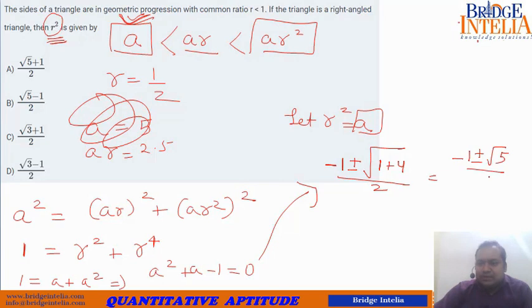But since we are talking about a triangle, the sides of the triangle cannot be negative. So this negative sign is not acceptable. If we accept this negative sign, it will become negative, and the side of a triangle cannot be negative. So the answer is minus 1 plus root 5 by 2, or in other words, you can write root 5 minus 1 upon 2.